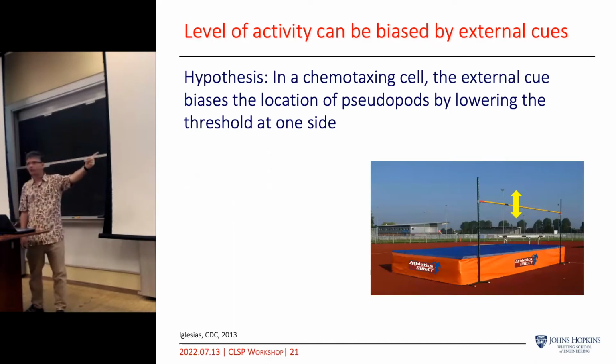How many of you can jump that? Probably not many. I certainly couldn't. But if you lowered that, more of us would be able to jump it, and therefore we're going to have more success. In the case of the cell, I define success as creating a pseudopod.